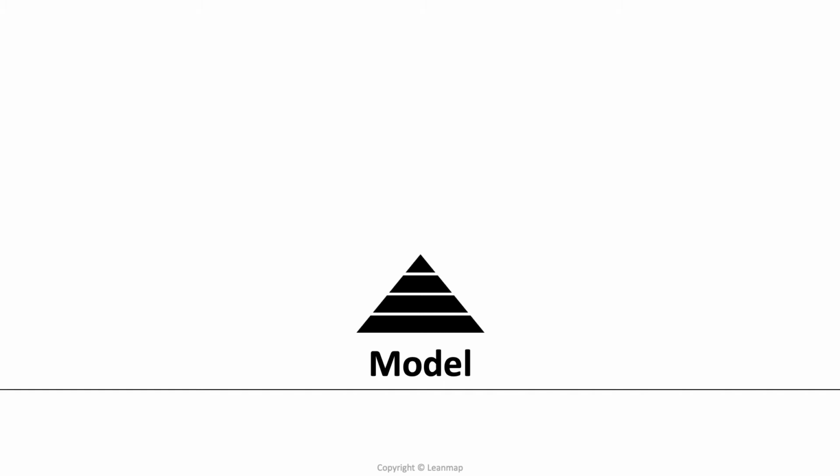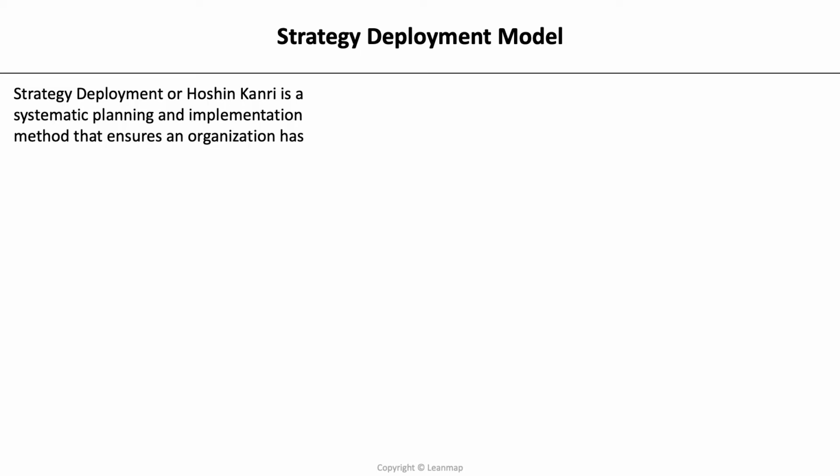We start with the strategy deployment model. Strategy deployment, or Hoshin Kanri, is a systematic planning and implementation method that ensures an organization has an aligned strategy with clear goals that drive actions at every level.